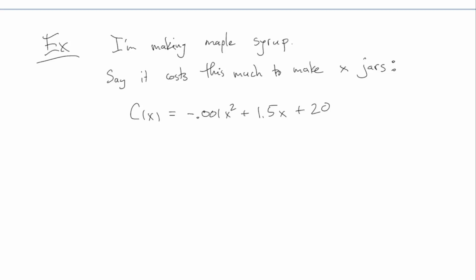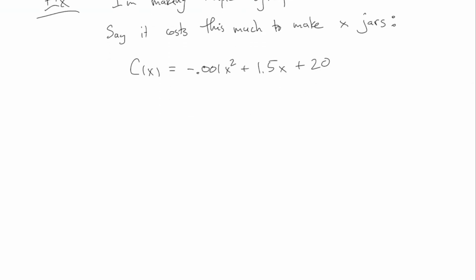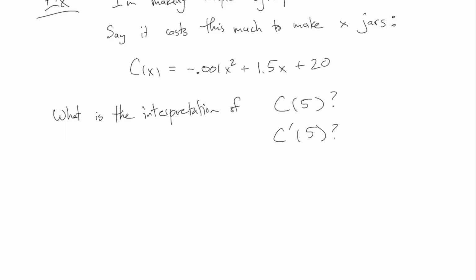Okay, I'm going to actually figure out the instantaneous rate of change. But before we get to that, let's just talk about what it means. This is often asked in the book questions, and I'm probably going to ask you something like this on one of our test questions. What is the interpretation of C of 5 versus C prime of 5? What do each of those things mean? We can just say a few words. I'm not asking you to write me a big novel here.